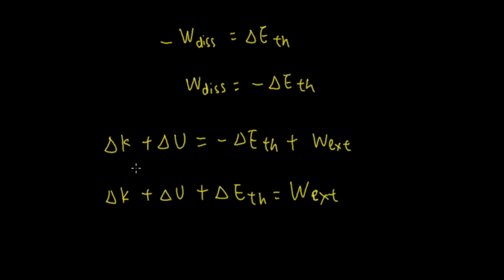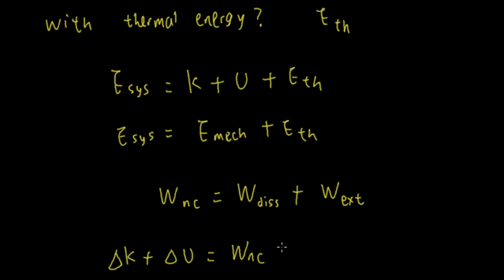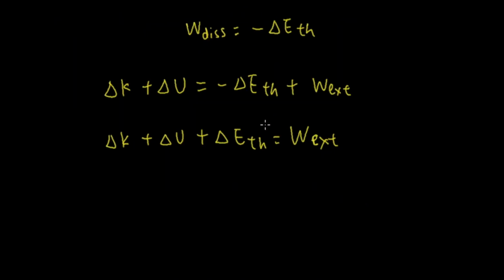What is this equal to? Now we know that the energy of the system is kinetic energy plus potential energy plus thermal energy. So this change in all of this is a change in the energy of the system, equal to the work done by the external force. Now, does this look familiar to you? This is what I just talked about earlier.